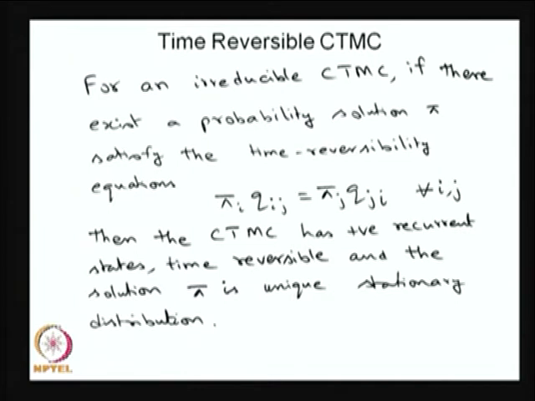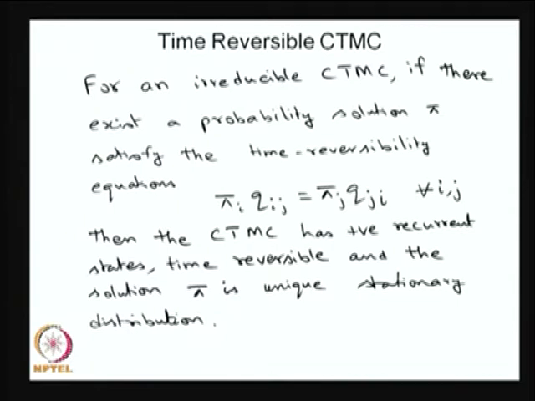So, this result says for an irreducible CTMC, if there exists a probability solution pi satisfying the time reversibility equation, where q's are rates and pi's are the probability solution, then that CTMC has positive recurrent states, and that CTMC is called time reversible, as well as the pi is called the stationary distribution.